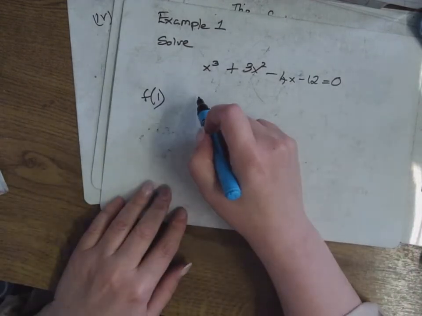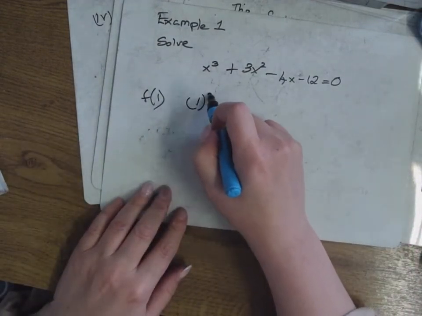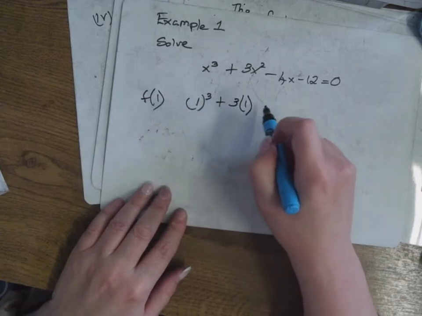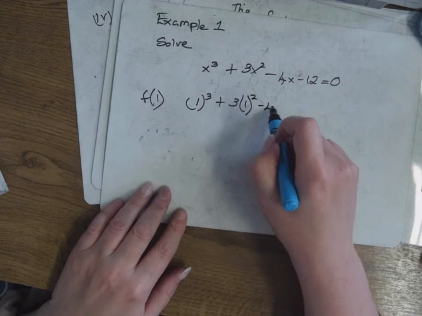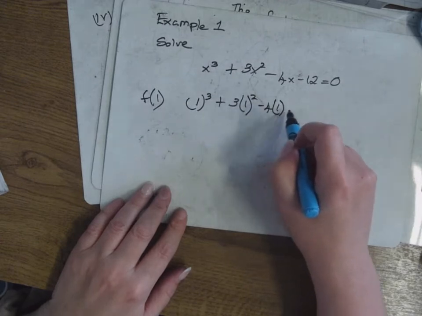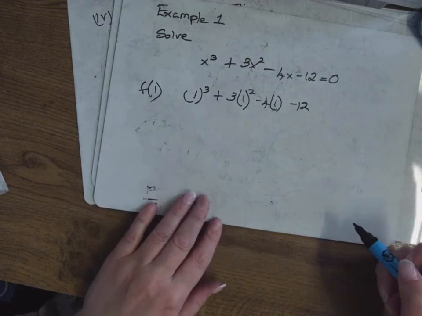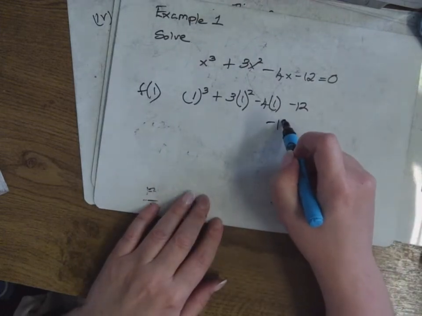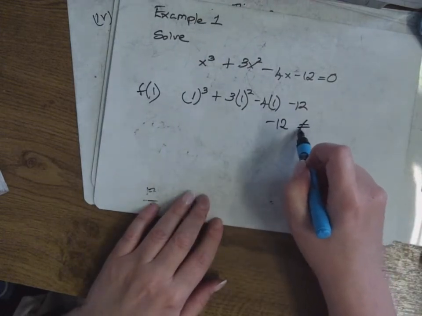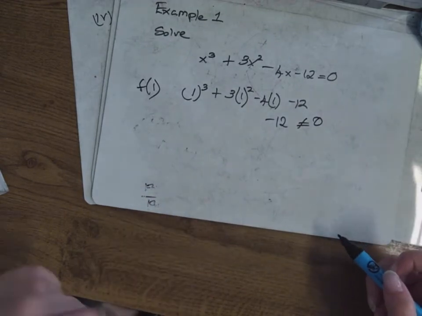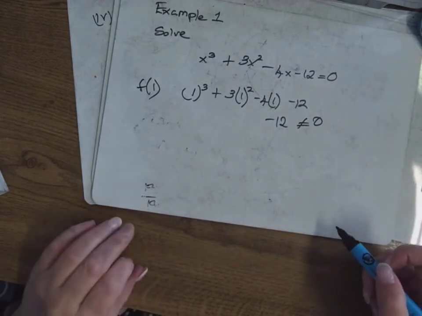Everywhere I see an x, I put in a 1. So 1 cubed plus 3 times 1 squared minus 4 times 1 minus 12 into the calculator. That will give you minus 12, and that clearly is not equal to 0, right? So 1 is not a solution.